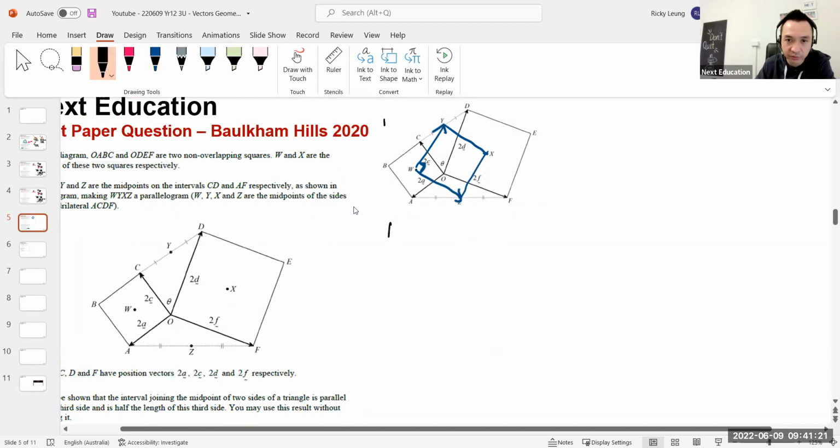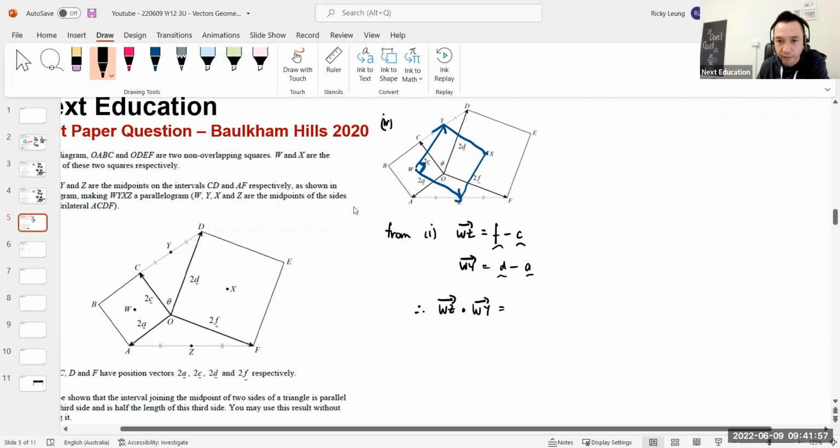Now, this is part 4. From 1, maybe I'll start with WZ first. WZ equals F minus C, and WY equals D minus A. Sweet. Now then the dot product, therefore, WZ dot WY equals F minus C dot D minus A.